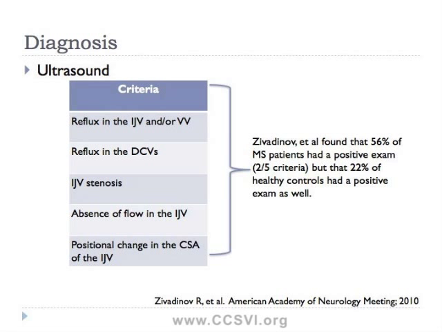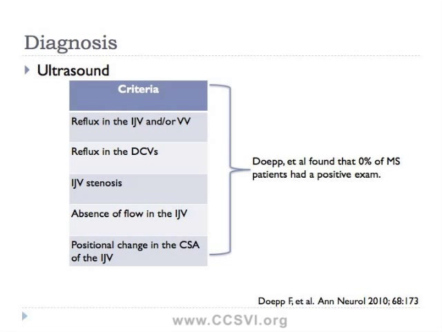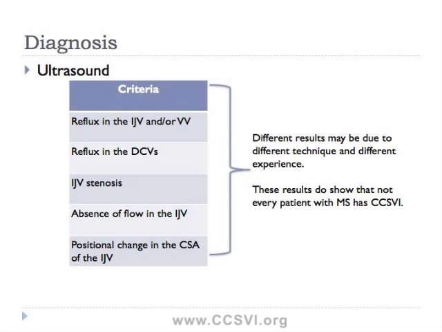And then, of course, DEP found that 0% of MS patients had a positive exam, and that led to a lot of controversy that people have really read about in newspapers and probably heard a lot about. The different results may be due to different technique and maybe due to different levels of experience, but at the very least, I think they show that not every patient with MS has CCSVI, and I think that's an important concept to walk away with.